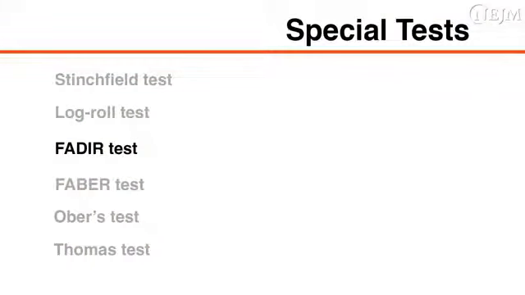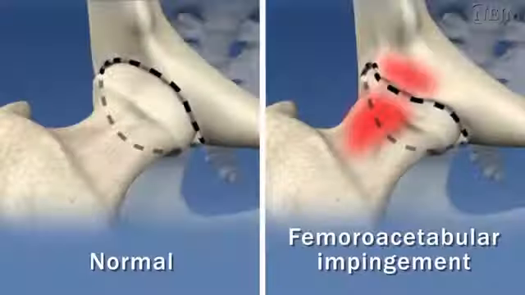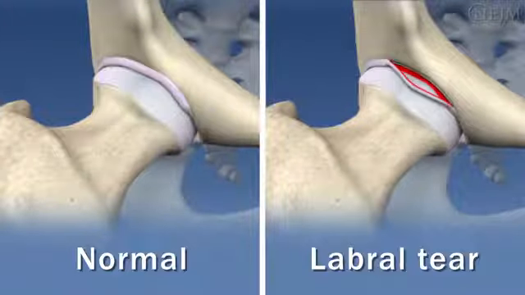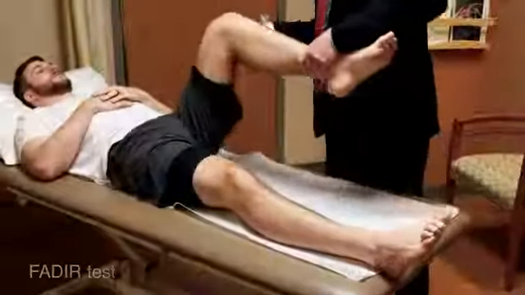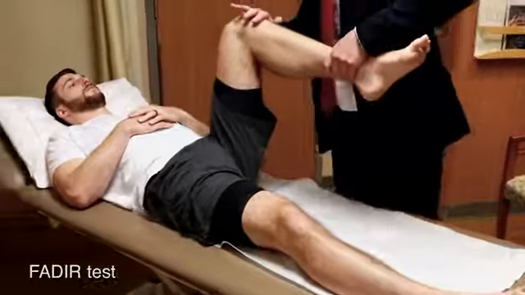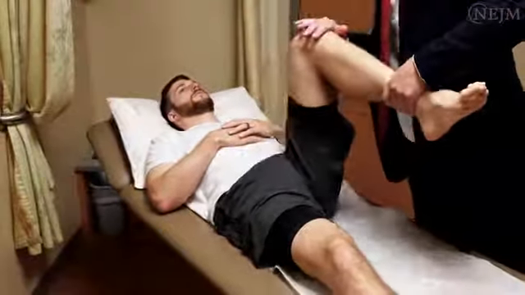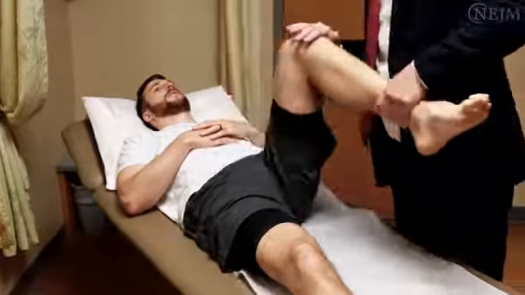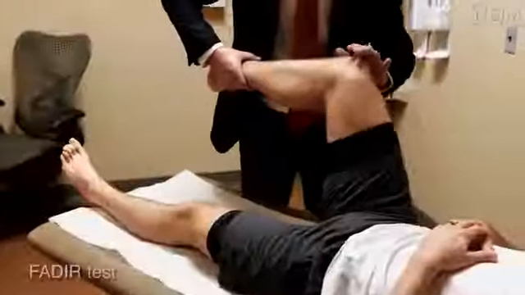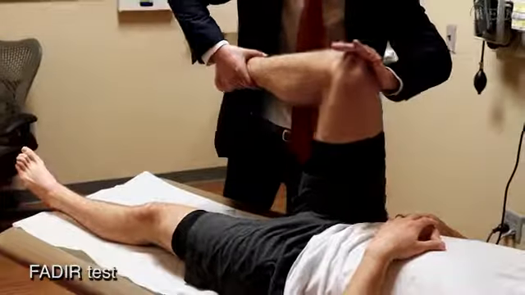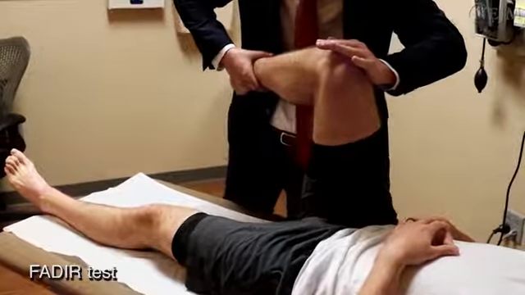The FADIR test helps to determine whether there is hip impingement or a labral tear. With the patient in the supine position and with the knee fully flexed, passively flex the patient's hip to 90 degrees while simultaneously adducting and internally rotating the thigh. If the patient reports hip or groin pain during this maneuver, there may be a labral tear.